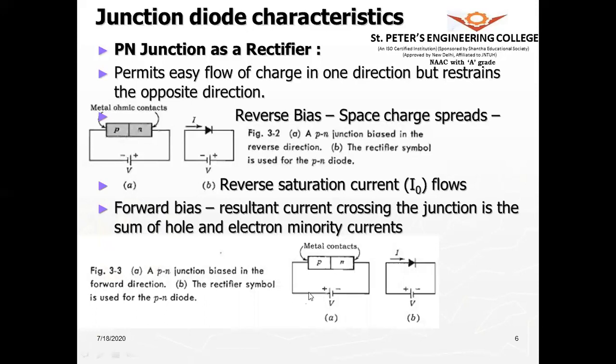When we apply positive to the P type and negative to the N type, then we say that the junction is forward biased, and we see that a large current will flow, and we have the ohmic contacts for the diodes.